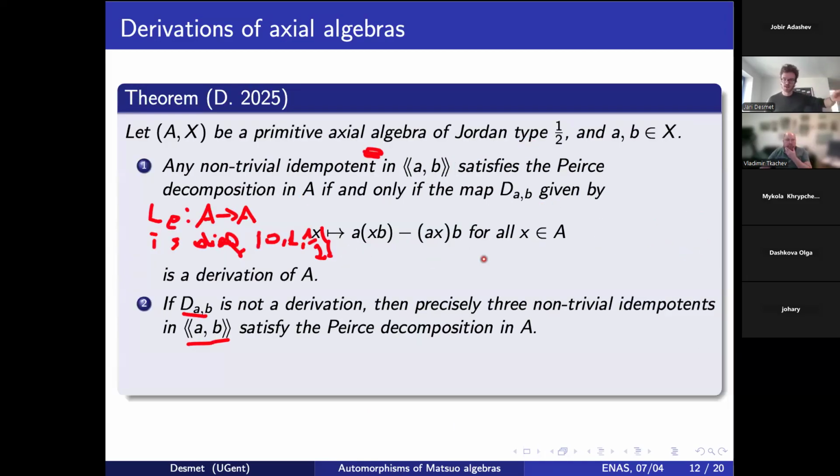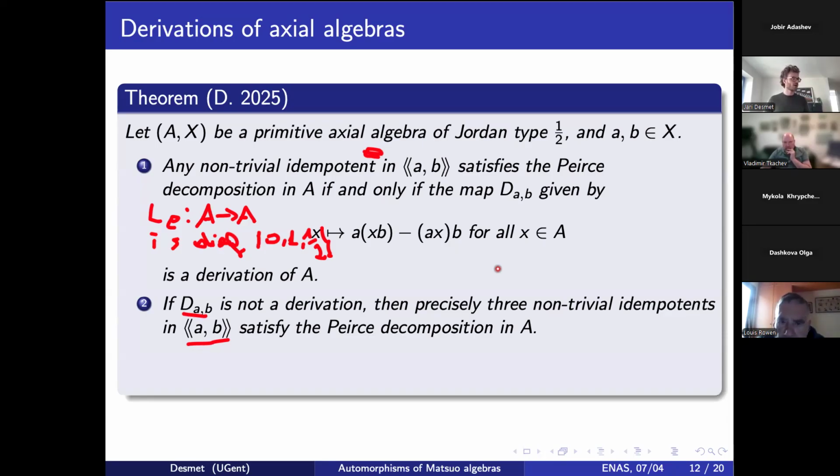But I haven't introduced fusion rules, and that's why I say satisfy. Yeah, but this is essentially what it says. So it says that actually I have more than just the elements in X that satisfy this decomposition.